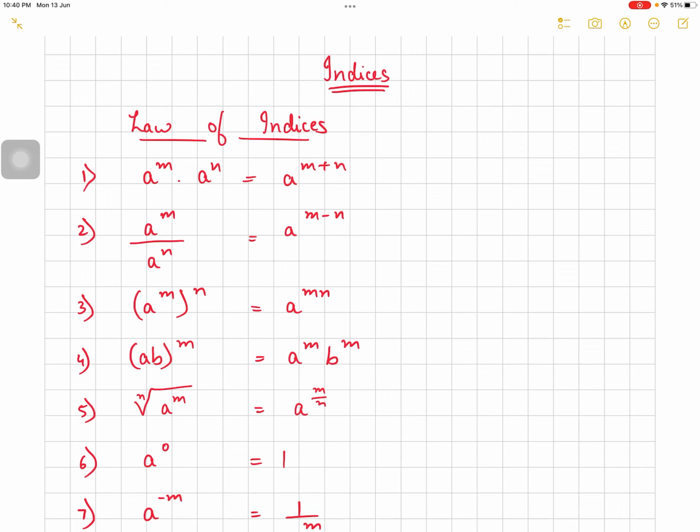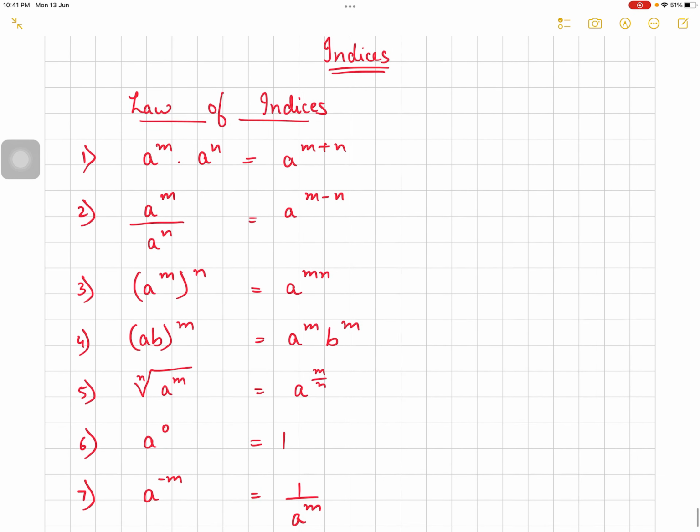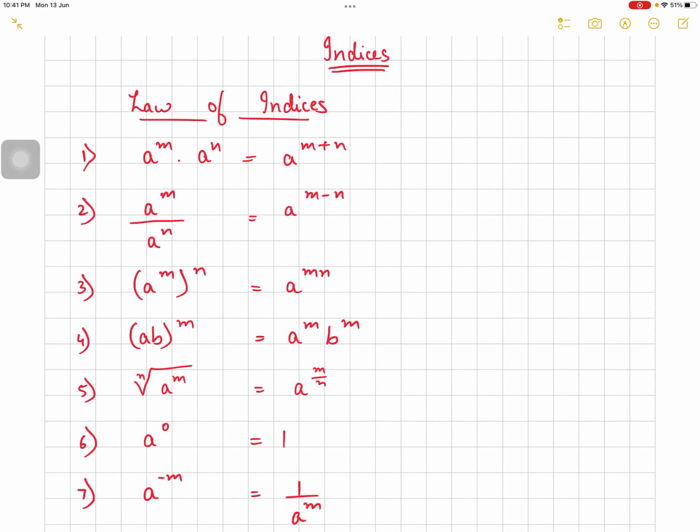Hello students, in the previous class we finished number system and now we'll start the second part, which is indices. You can see on the screen the laws of indices.